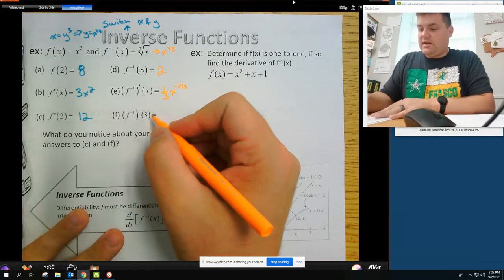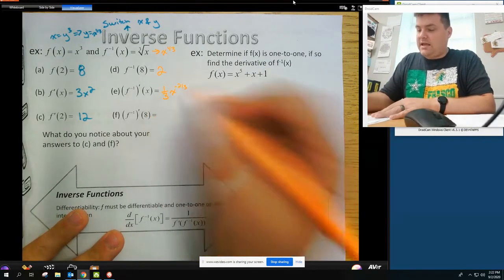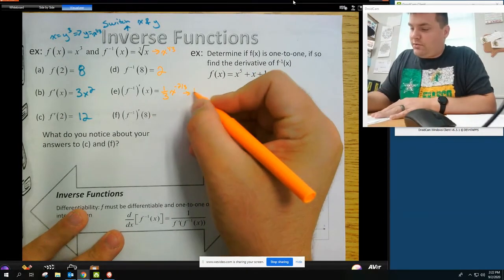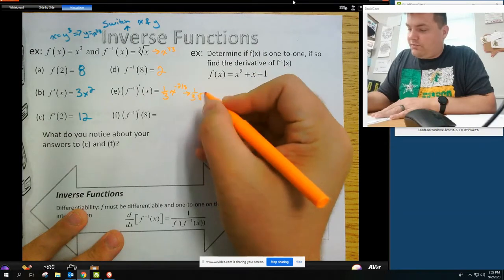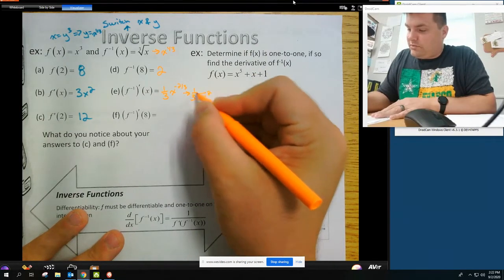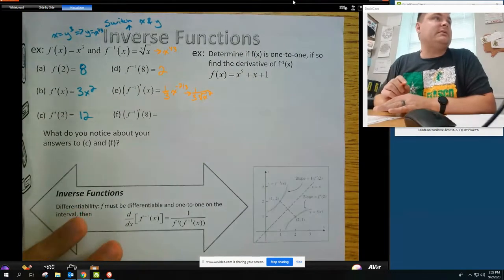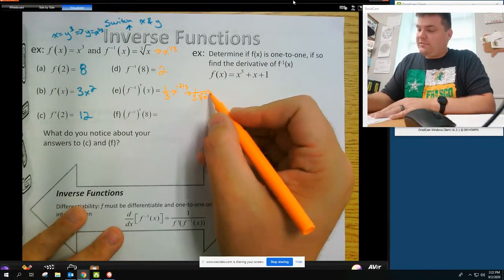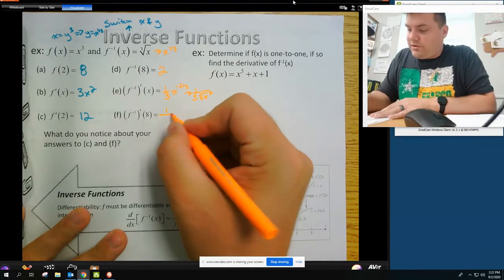And then you plug in an 8, you're going to get, well, it's nice to know that this is really 1/3 cubed root of x squared. Kind of hard to see there, but that's what it is. So if I plug in an 8, I'm going to get 2 squared is 4 times 3 is 12. So it's 1/12.